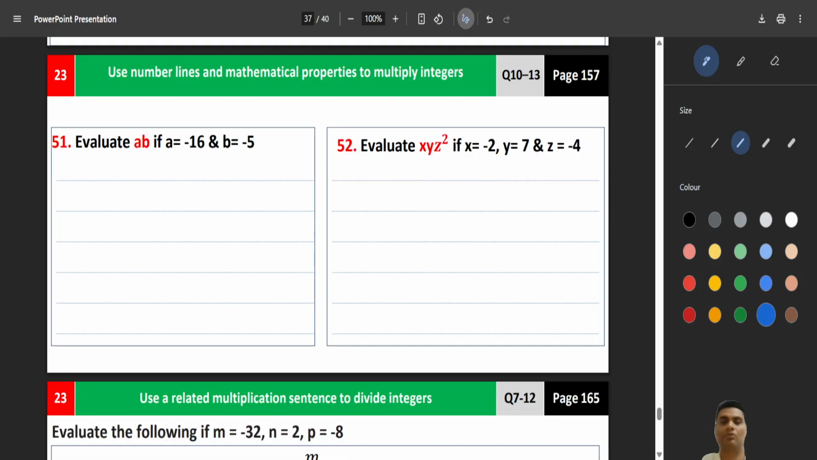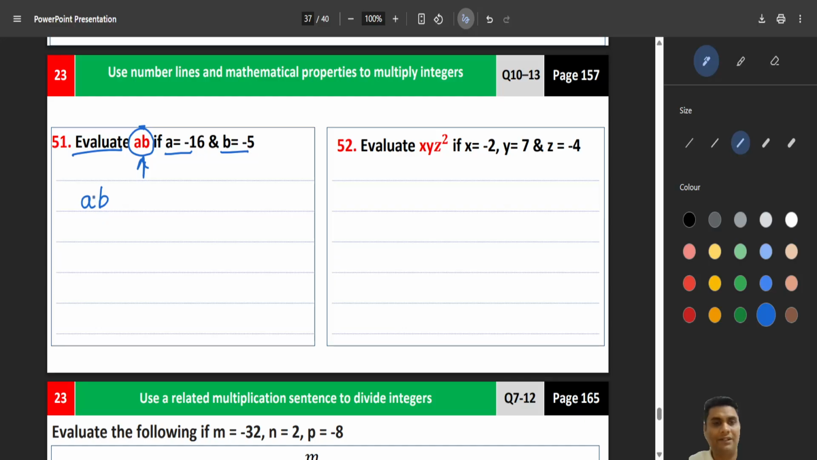Now time for question number 23. Question number 23 will be on evaluation. He will ask you to solve something and he will give you the value of those variables and you have to solve it. Okay, here what does he say? He said find AB. Now what do I do with the AB? Plus, minus, divide or multiply? Check, there is nothing between them.